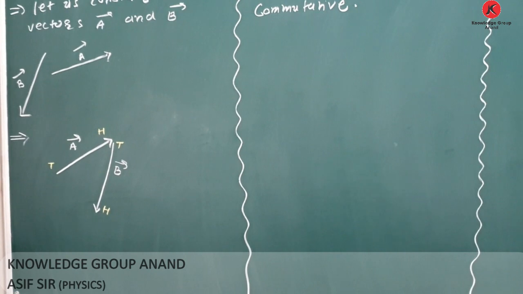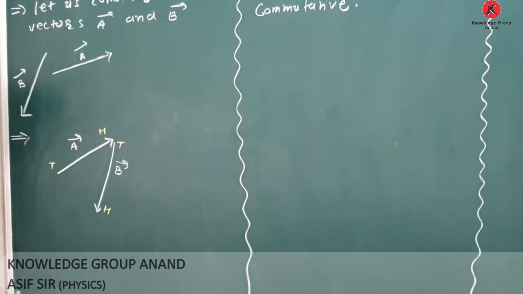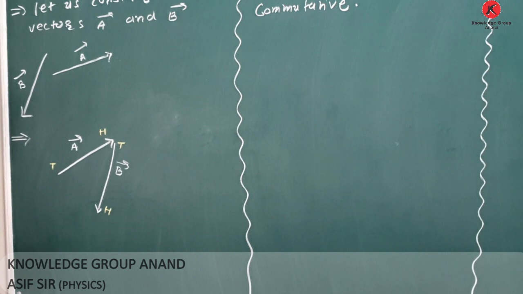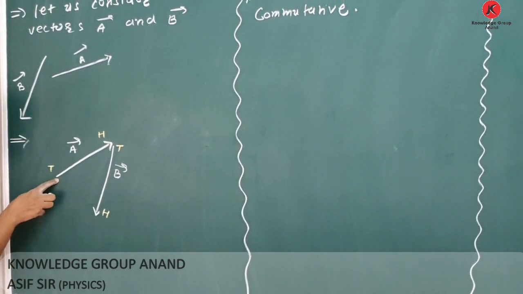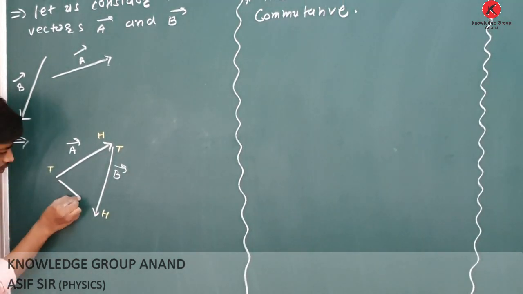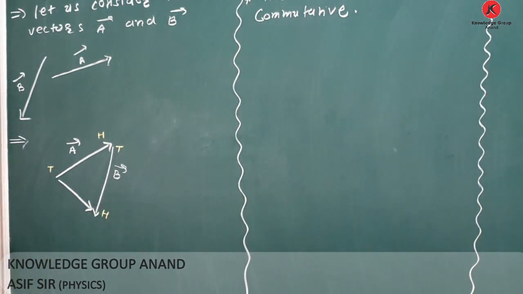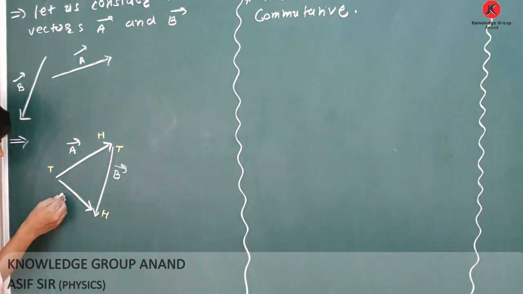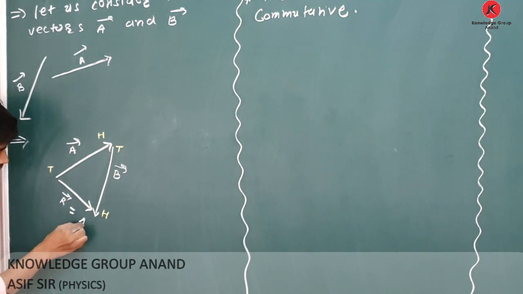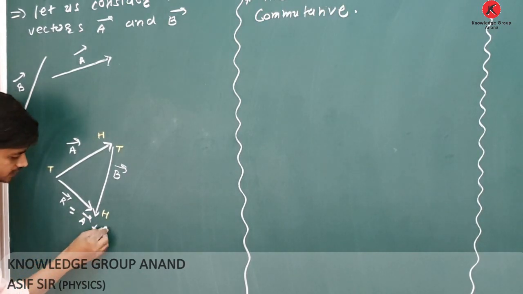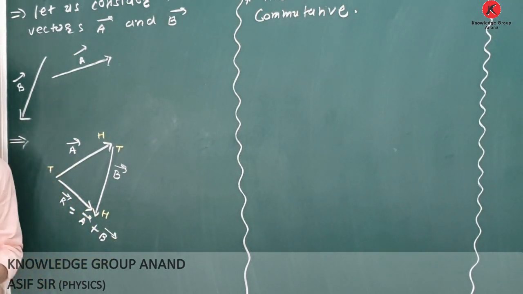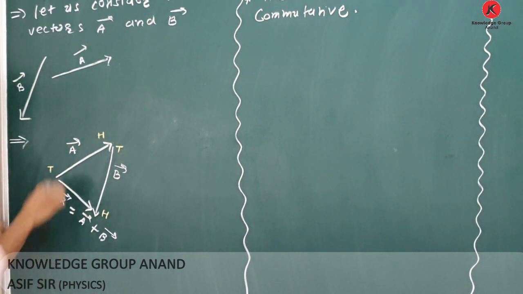What is resultant vector? Resultant vector is a vector from tail of first vector to head of last vector. It is called resultant vector R and it gives addition of two vectors A and B. Clear about this? So again, simple method.